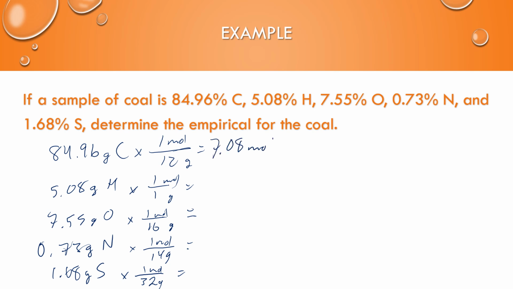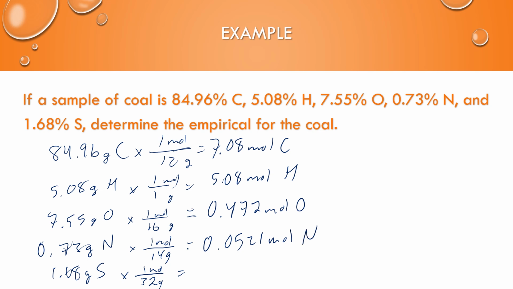So we have 7.08 moles of carbon, 5.08 moles of hydrogen, 0.472 moles of oxygen, 0.0521 moles of nitrogen, and 0.0525 moles of sulfur. Now the smallest one is 0.0521, so I'm going to divide all of them by that smallest one to get my mole ratio.